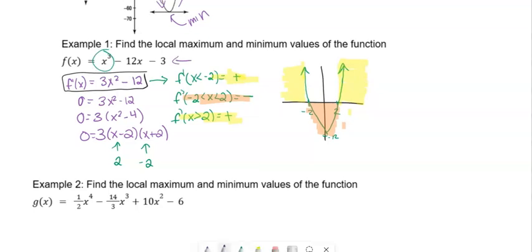So the derivative, as you go from less than negative 2 to greater than negative 2, goes from positive to negative. This indicates that f at negative 2, not the derivative, is a max. As you go from less than 2 to greater than 2, you're going from a negative to a positive. So f at positive 2 is a minimum.